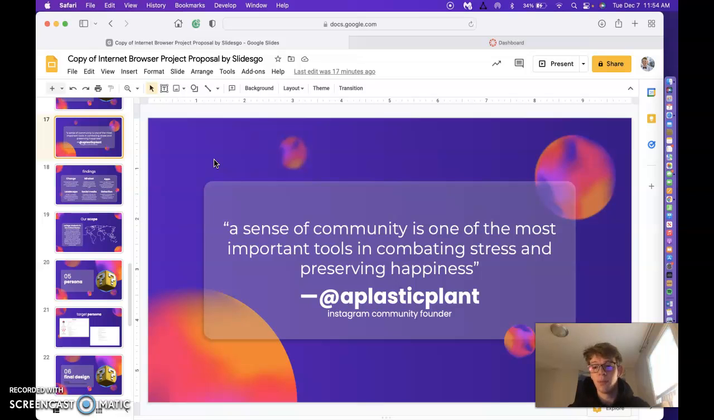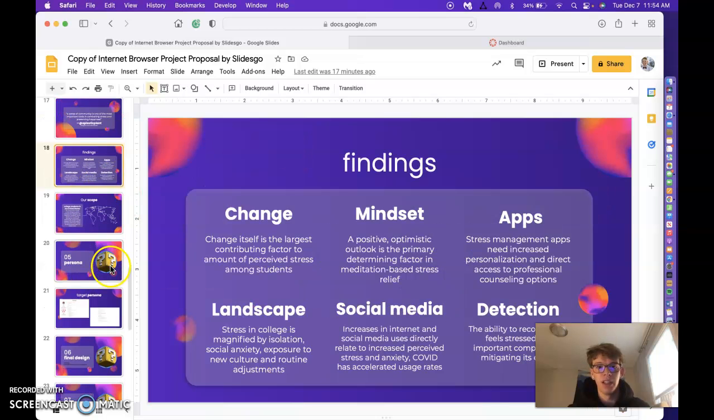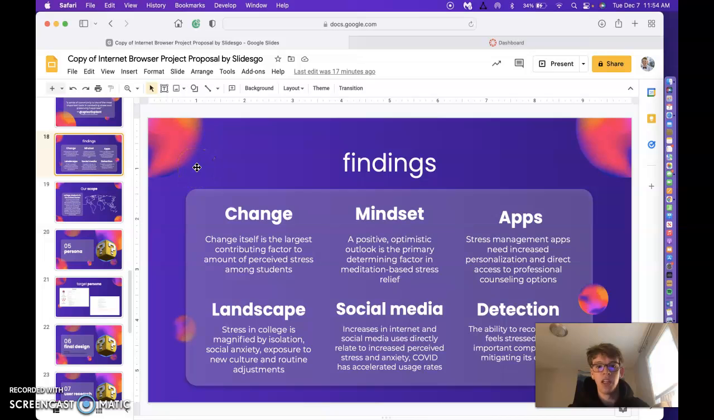Jumping forward, a community is one of the biggest factors in happiness, and this community helps mitigate stress. It also helps relieve stress. So a community is a very central and important thing in stress relief. Our findings: change itself is the largest contributing factor to the amount of perceived stress among students. Mindset, a positive, optimistic outlook, is a primary determining factor in meditation-based stress relief.